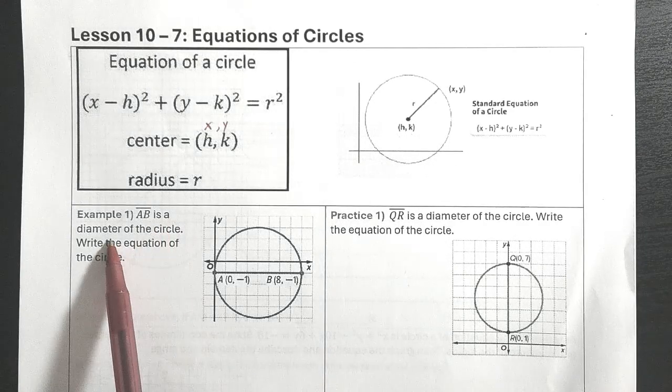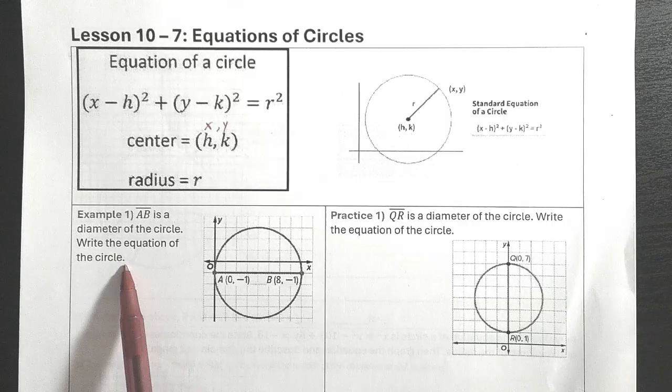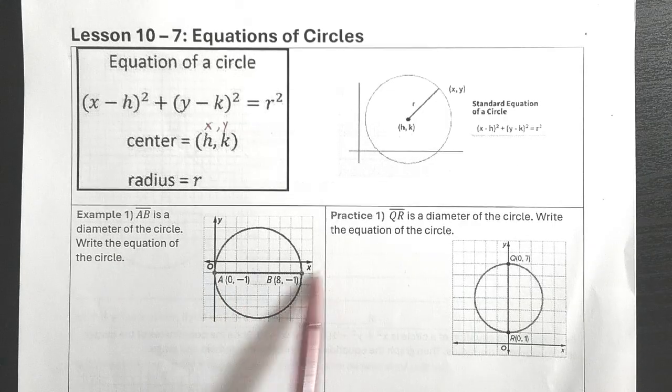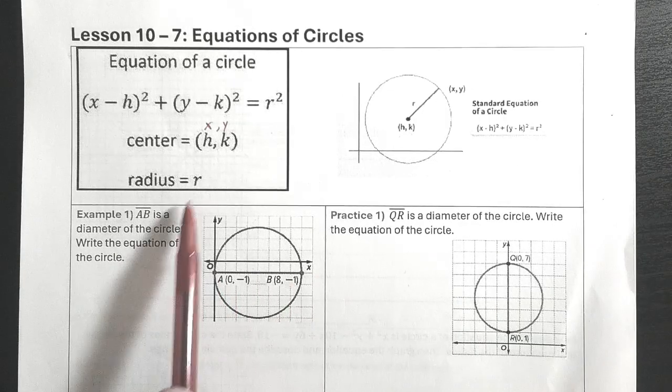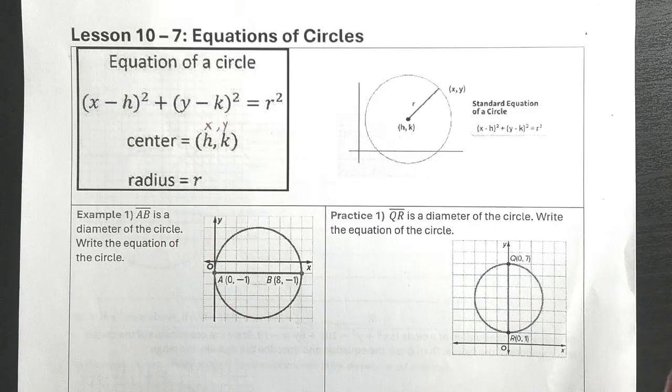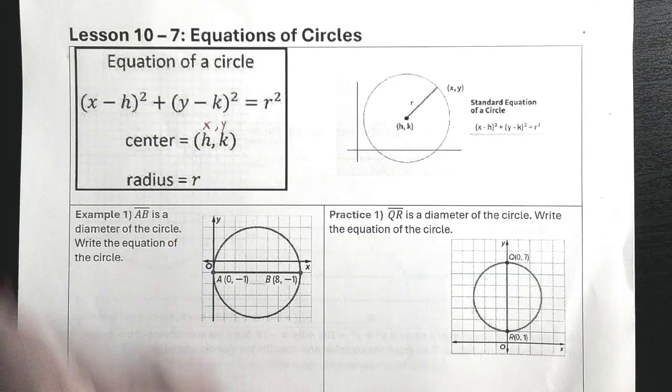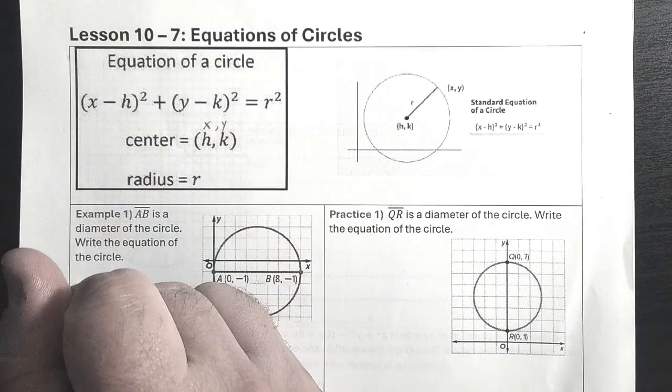All right, so number one. AB is the diameter of the circle. Write the equation of the circle. So AB, that's the diameter. So what is the radius in comparison to the diameter?